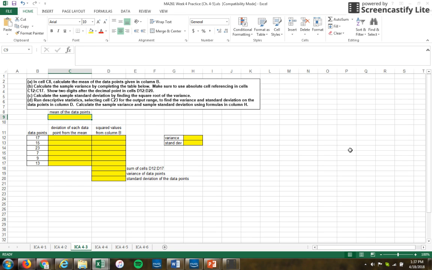We're looking at ICA or practice problem 4-3. In this one, we're going to be looking at how to calculate standard deviation. We're going to be doing it manually and then also using the Excel function to calculate standard deviation.